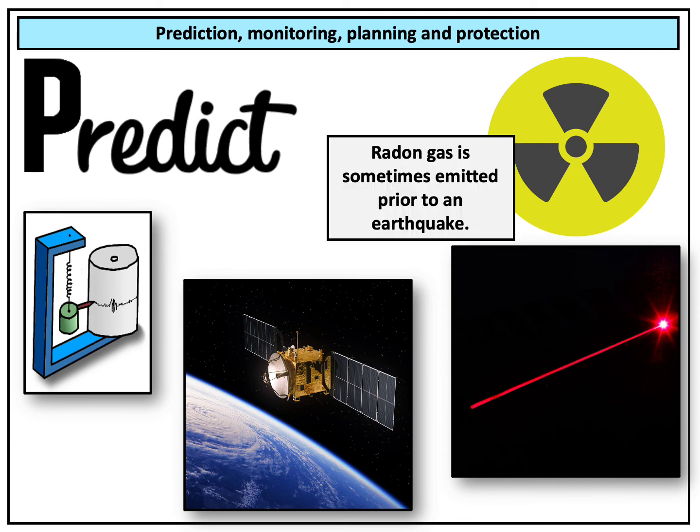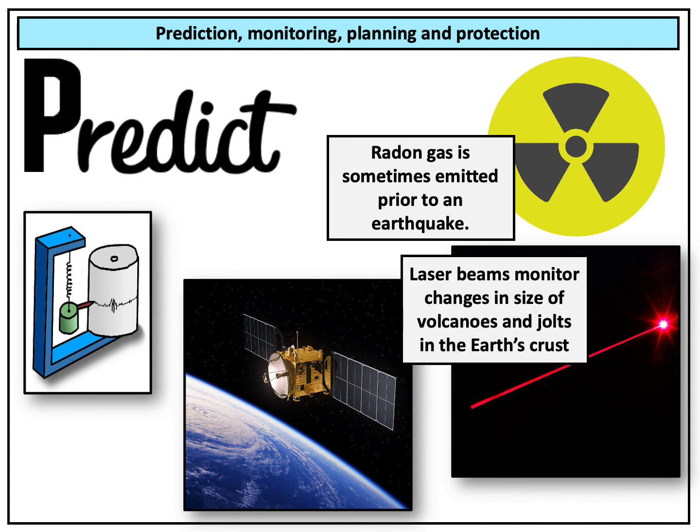So the first one, it has been noted that sometimes, and the keyword is sometimes, it is not a foolproof method. Sometimes radon gas is emitted prior to an earthquake. So if there is an increased amount of radon gas being emitted from the Earth's crust, sometimes it has been correlated with an earthquake that has then happened. So that can help people to predict.